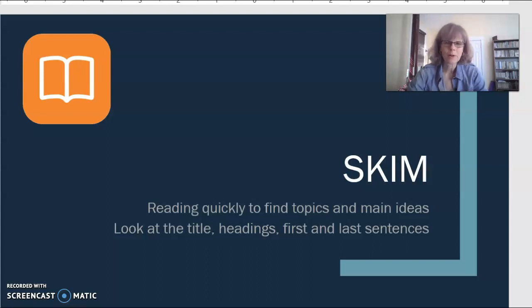Skimming is really important as a way of previewing an article, right? And I'm often asking you, preview the article, tell me what you think it's about before you start reading the first paragraph carefully. Skimming will help you be a better reader if you can locate yourself, figure out what this article is about before you start reading.